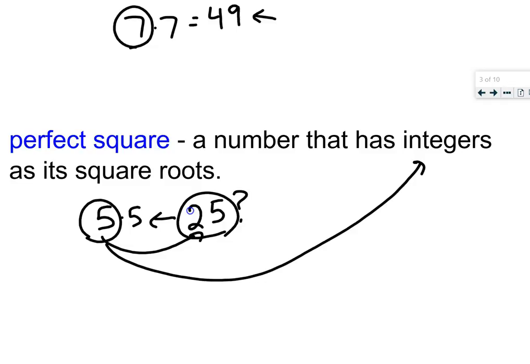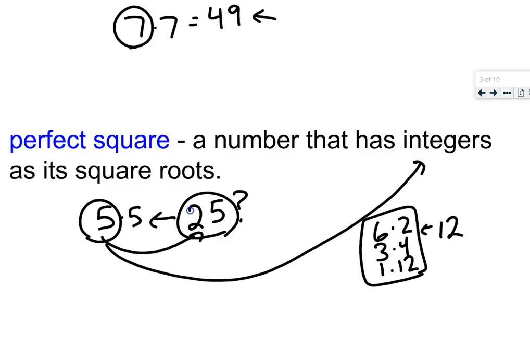An example of a non-perfect square would be something like 12. 12 has products of 6 times 2, 3 times 4, 1 times 12. None of these are multiplying by themselves. It's not 6 times 6, it's not 3 times 3, so none of those are square roots. So 12 is not a perfect square.